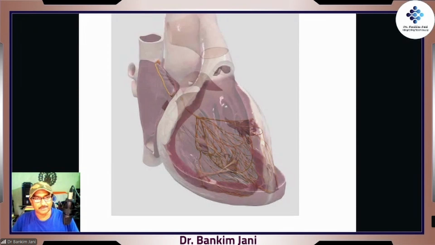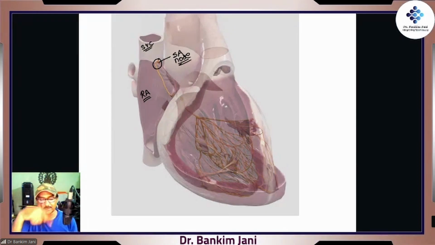This we are interested in. So now there is no problem in identification of the chambers. So that is the right atrium. At the root of the right atrium, that is at the base of the superior vena cava, here comes the SA node, the sinoatrial node. The junction where the superior vena cava and atria are there, that is the SA node, sinoatrial node.